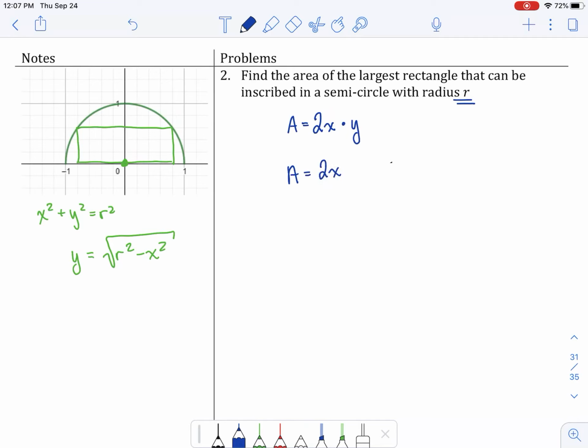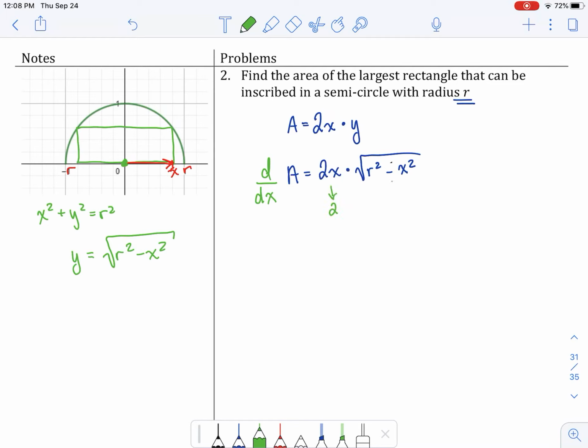If we want to plug in, we then get A is equal to 2x times root r squared minus x squared. And what we can do is we can actually take the derivative here in terms of x, because that's what we are wanting to solve for, is where should we place this? r isn't actually a variable. r is a constant, like this. So treat r like a constant, and the rest of this is a product rule.